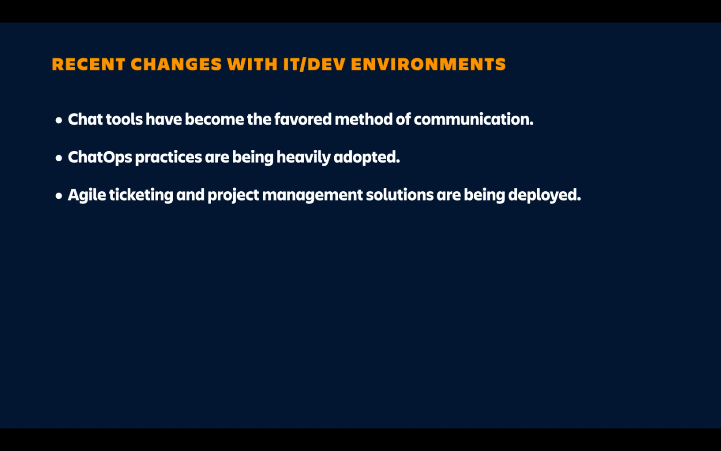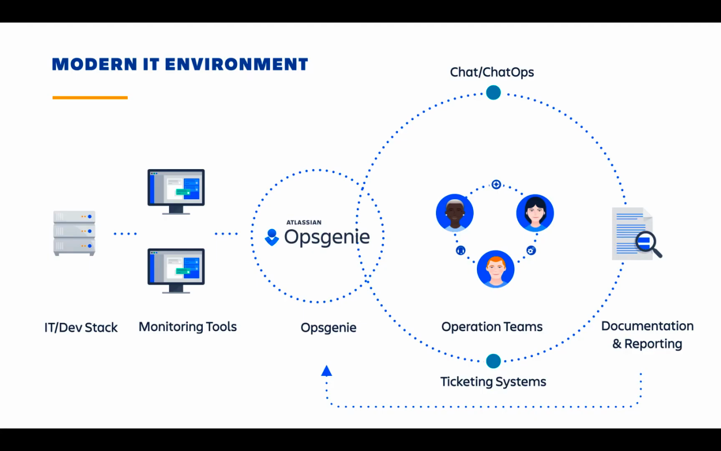Another change in practice involves leveraging agile ticketing and project management solutions. And you still want to be able to receive alerts from those as well. Opsgenie can help you do that by centralizing the information in one place. So that brings us to modern incident management.